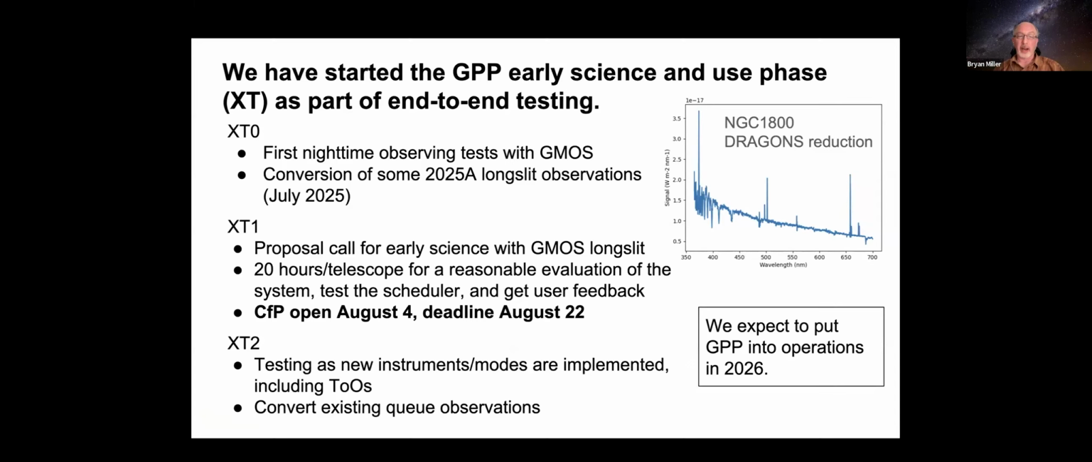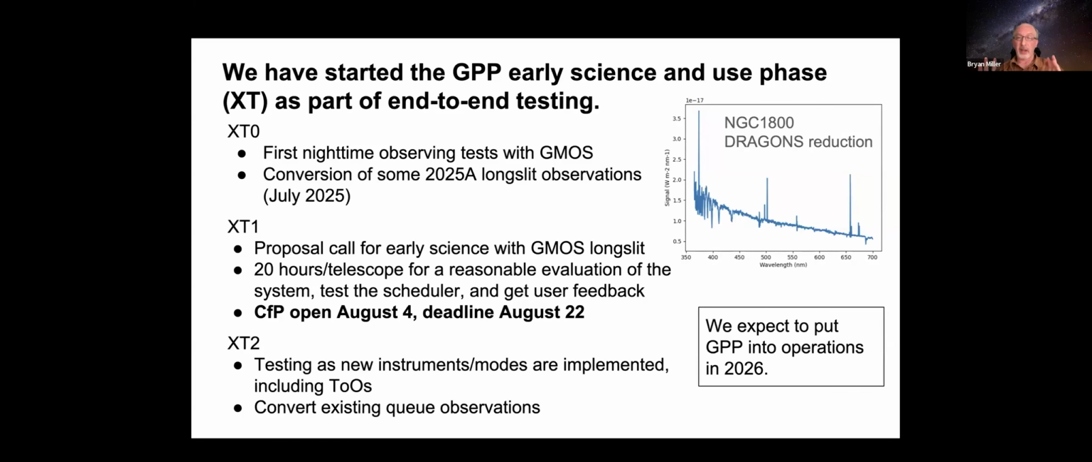It involves about 20 hours per telescope, which gives us an evaluation of the whole system, initial testing of the scheduler, and a way to get feedback from users. That call should open up next Monday, August 4, with a deadline of August 22. You should get official announcements at the end of this week or early next week. So stay tuned for that.